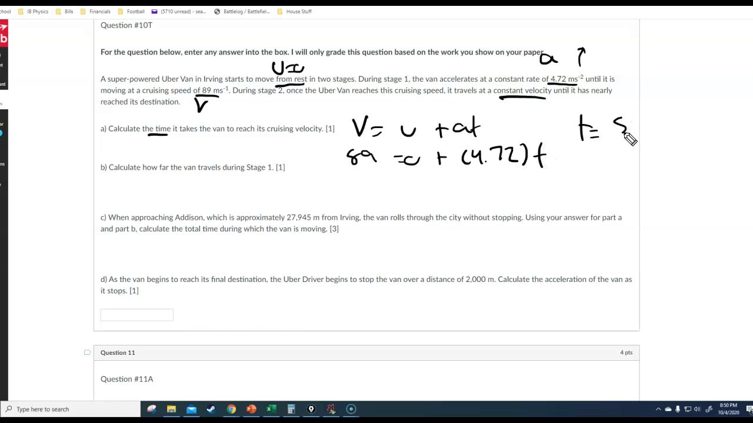Okay, so T would be, in this case, 89 over 4.72. And so, of course, your answers are going to be different, but the approach is going to be the same. That should be about 18.9 seconds.